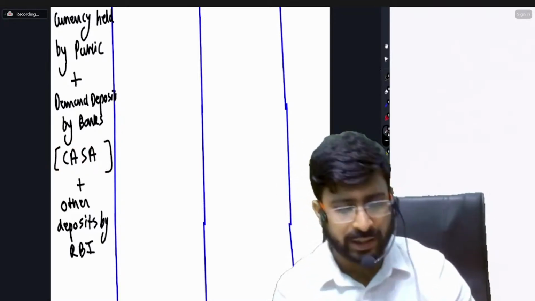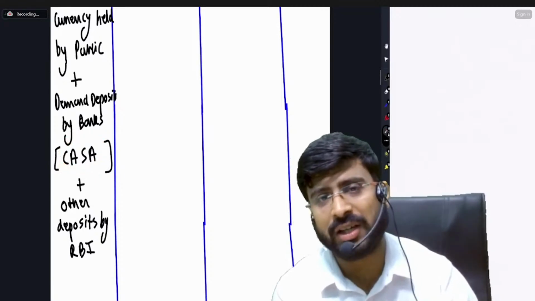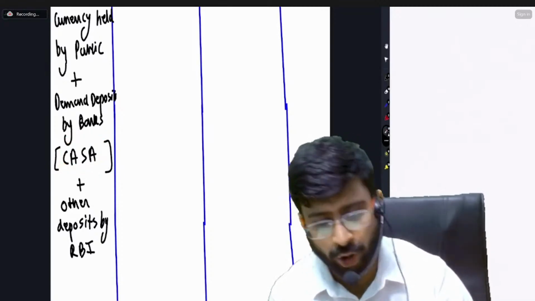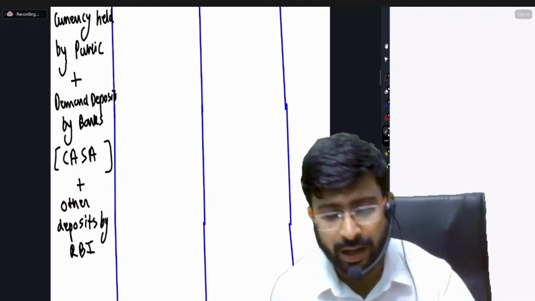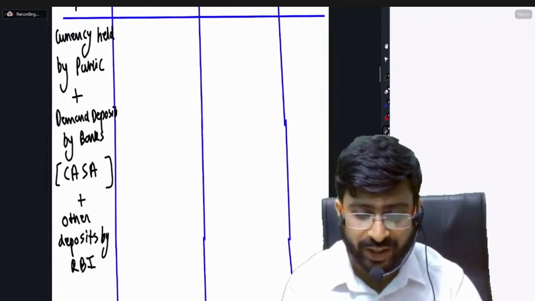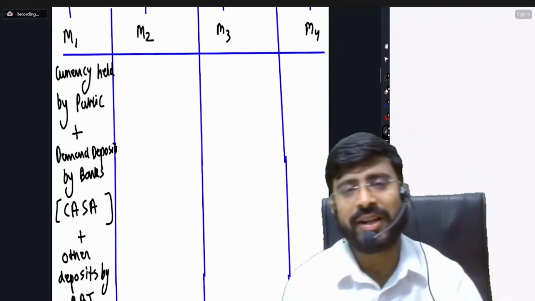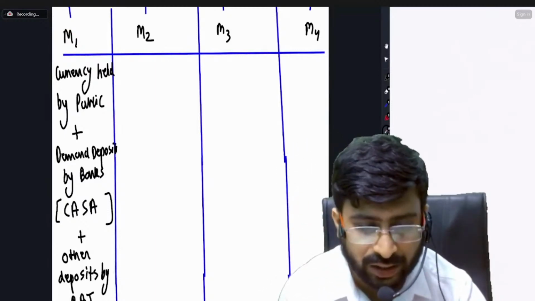Though there is some difference, in both of them the one common factor is that whenever you want, you can withdraw your money. Hence, they are called demand deposits. And lastly, other deposits by RBI. When you add them up, friends, you reach M1. Is that clear, friends?